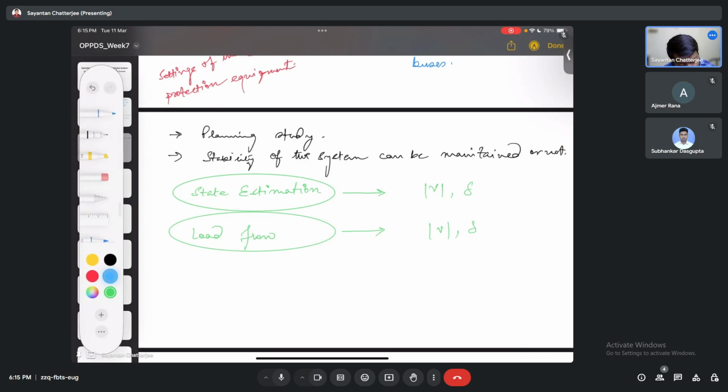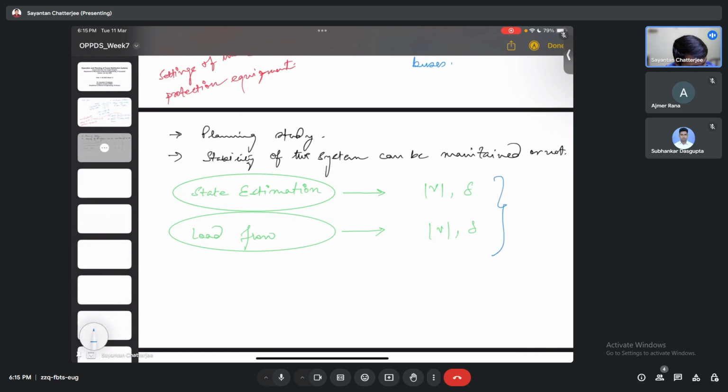So any basic understanding of what's the difference here? Because we are getting the same outputs, then why should we perform load flow? If one is performing load flow, then what's the need of performing state estimation? And if someone is running state estimation, what's the need of performing load flow? That's my question. If you want to give a few answers, you can. Otherwise, I'll discuss the same.